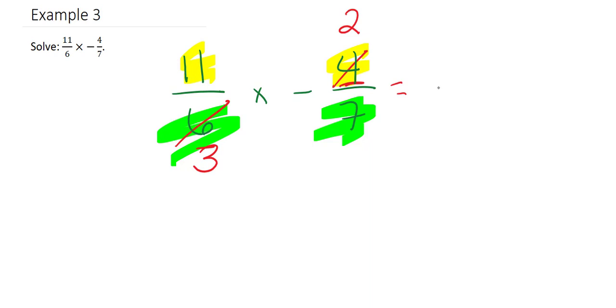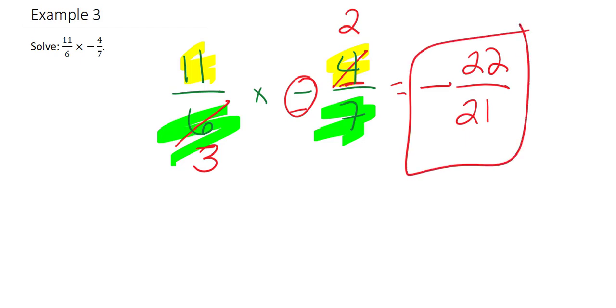So now 11 times 2, well, notice we also have this negative sign. So -22/3 times 7, well, that's 21. So that would be our final answer.